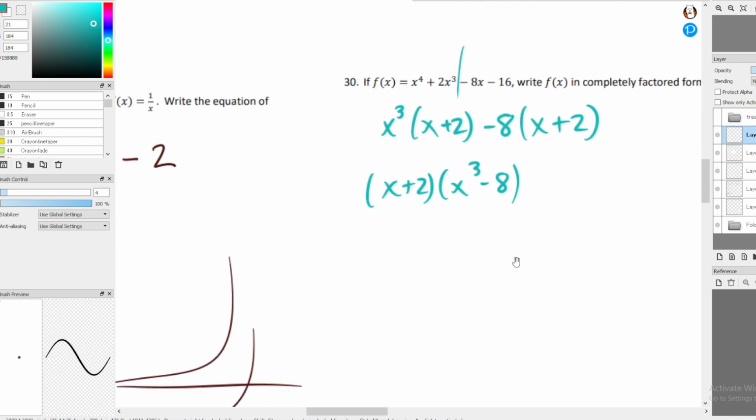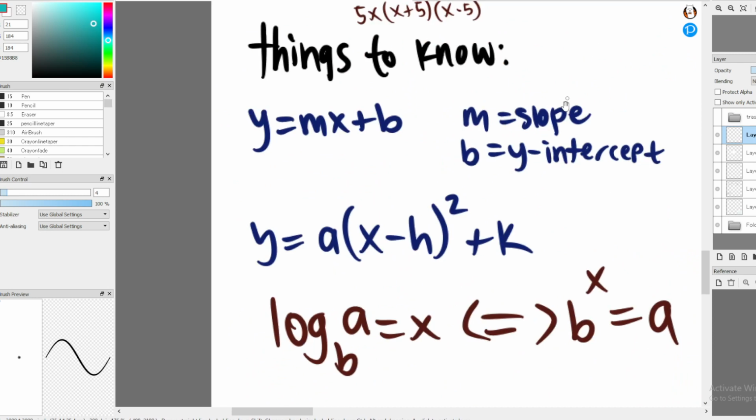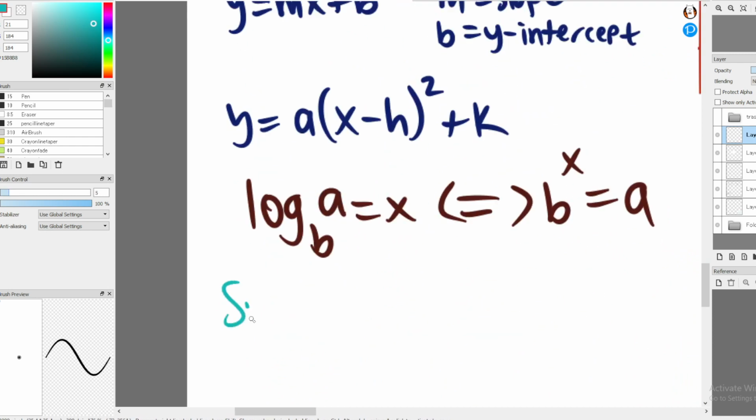The difference of cubes formula. Let's go down here because it's something you probably want to know. So there's both the sum and difference of cubes. Let's talk about the sum of cubes and the difference.